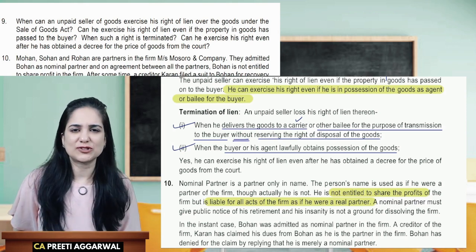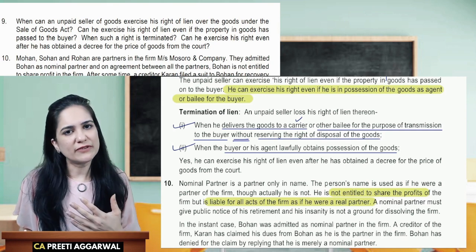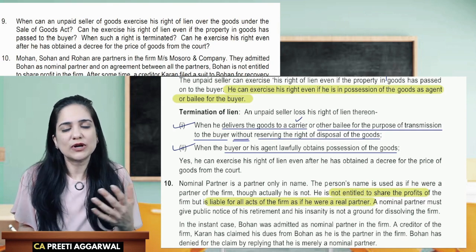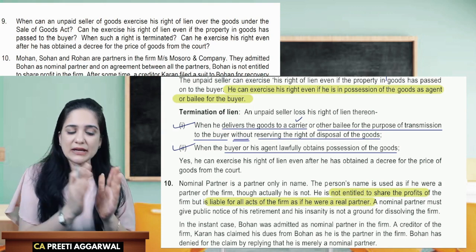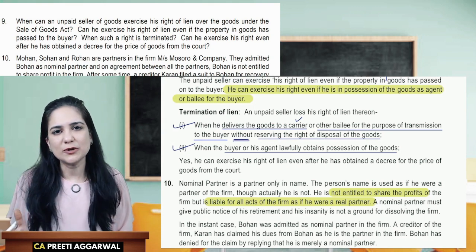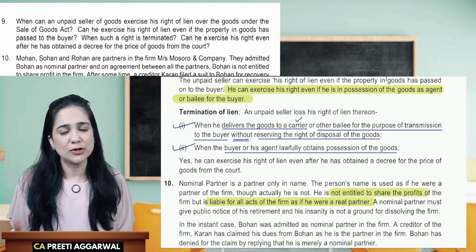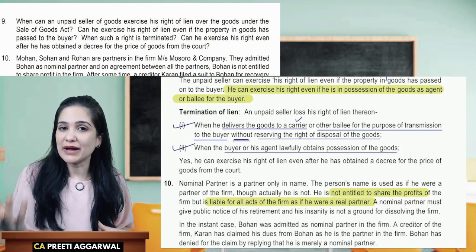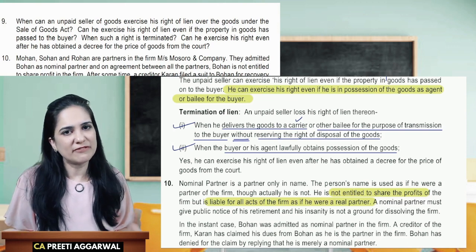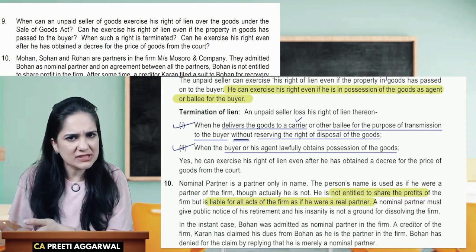Let's discuss something extra. Is it that the seller does not have any rights against the buyer? No. The transit coming to an end and the lien coming to an end doesn't mean that you don't have any remedy against the buyer. You don't have a right against the goods, but you can file a case. You can recover money from the buyer by filing a case. You have rights against the buyer personally.